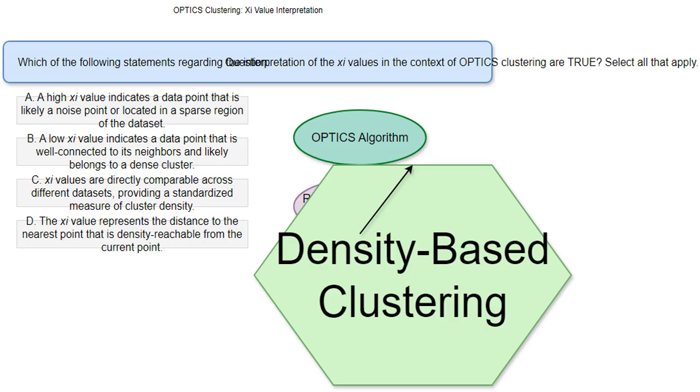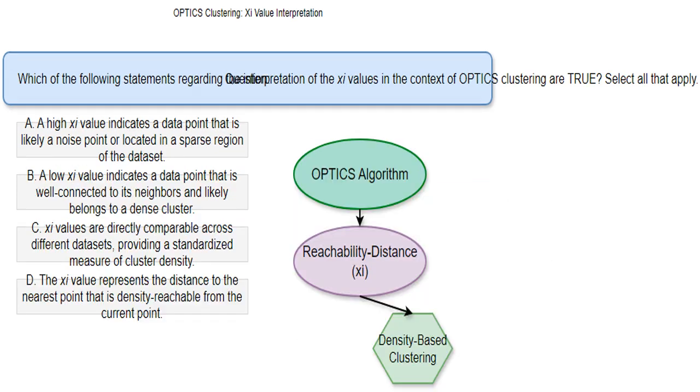This is a crucial concept in OPTICS. The Xi value, or reachability distance, measures how far away a point is from its most distant neighbor that is still considered reachable by the algorithm. In simpler terms, imagine you're a point in a city. Your Xi value represents how far away you can see before running into an area that's not connected or part of your neighborhood. OPTICS, or Ordering Points To Identify the Clustering Structure, uses reachability distances to form clusters.